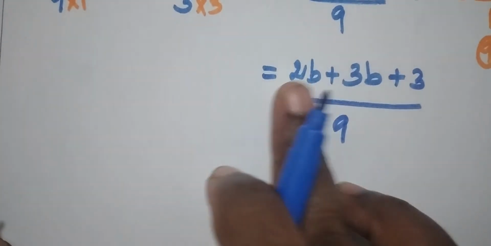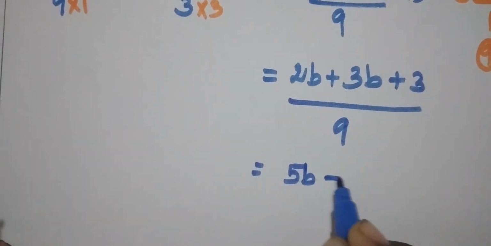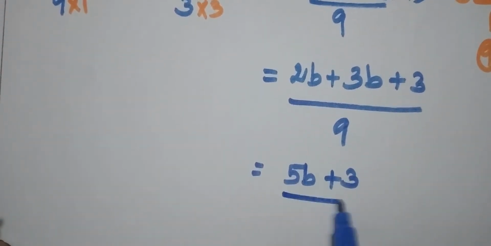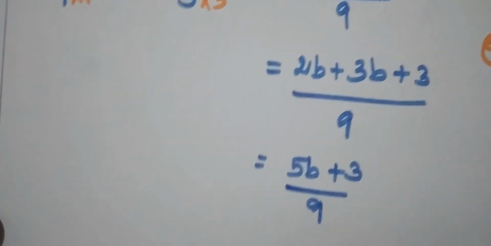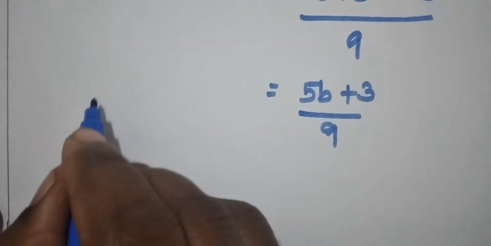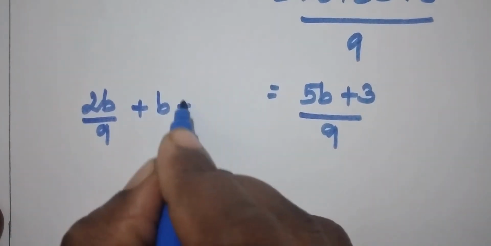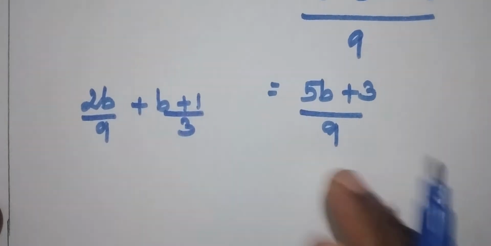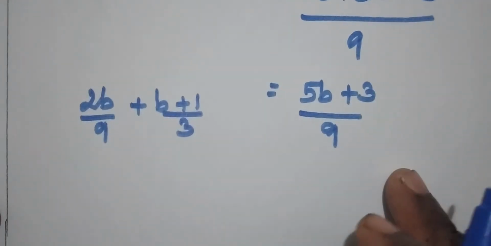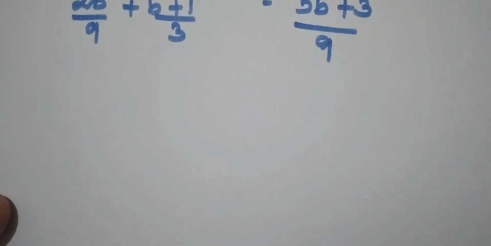So what's the value of 2b plus 3b? Yes, (5b plus 3) divided by 9. So answer is 2b by 9 plus (b plus 1) by 3 is equal to (5b plus 3) by 9. Is it clear, children? Yes.